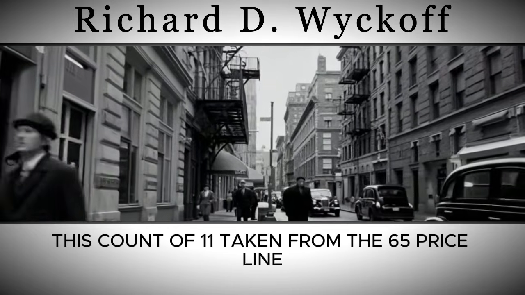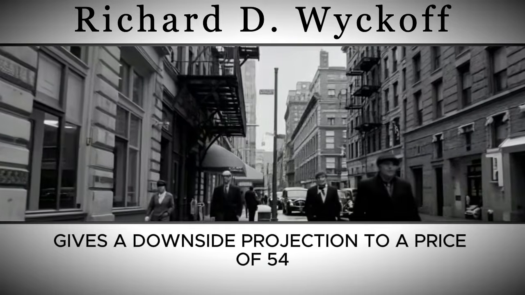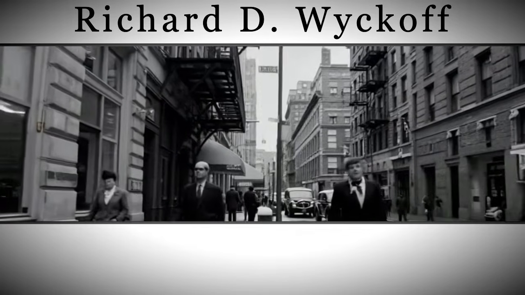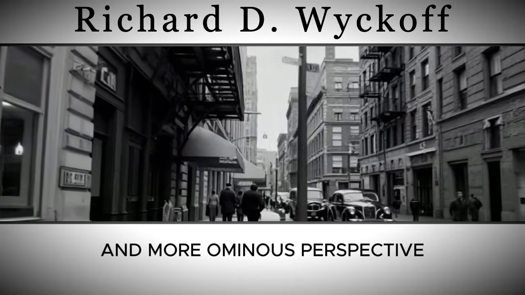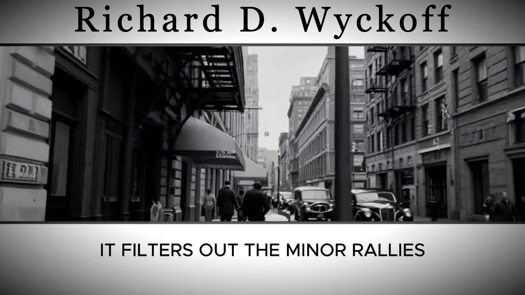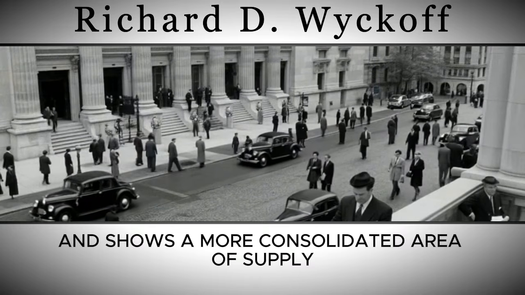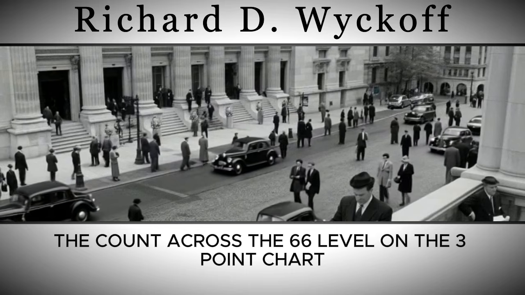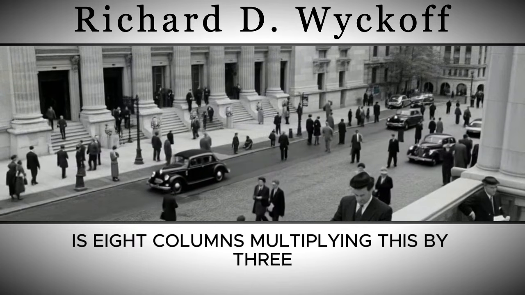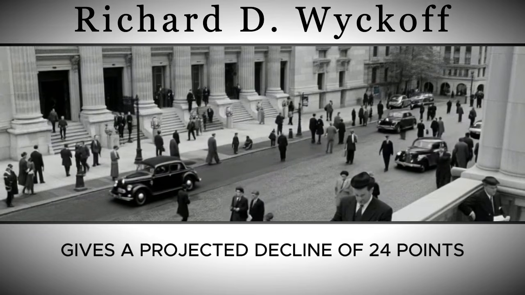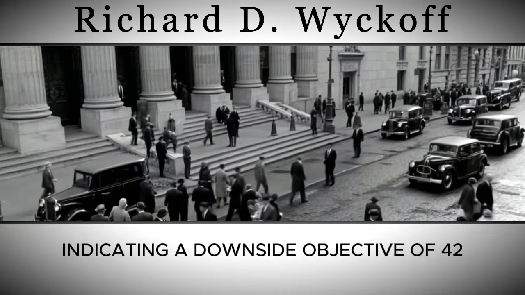This count of 11 taken from the 65 price line gives a downside projection to a price of 54. However, the three-point chart provides a broader and more ominous perspective. It filters out the minor rallies and shows a more consolidated area of supply. The count across the 66 level on the three-point chart is 8 columns. Multiplying this by 3 gives a projected decline of 24 points, indicating a downside objective of 42.